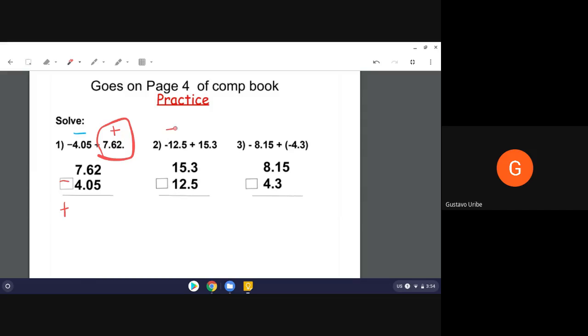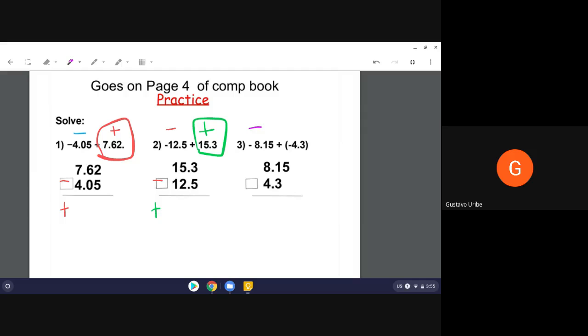So my answer is going to be a positive. Over here, I have a negative. Right here, I have a positive. Again, they're different signs. So I'm going to keep the sign of the bigger number, which is this one right here. So my answer is going to be a positive, but because they are different, I'm actually going to go ahead and subtract these.